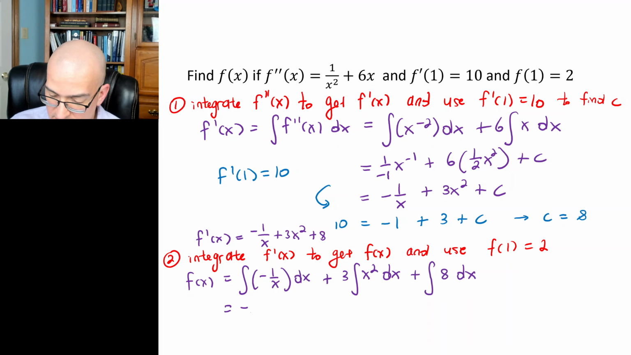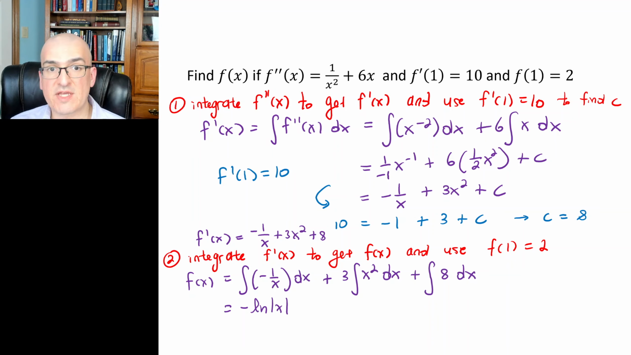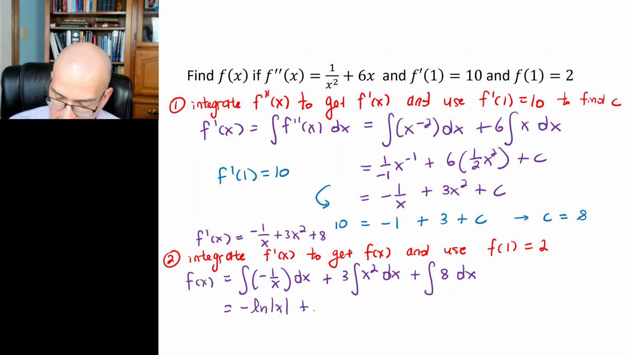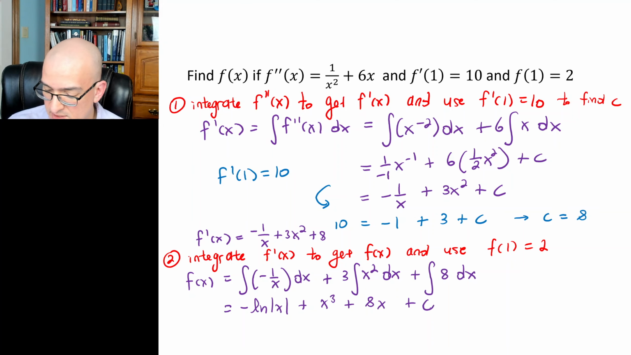We have negative ln absolute value of x. For the second piece, we'll have 3 times 1/3 x to the 3. The 3 and the 1/3 will cancel. I'm just skipping that step because I'm running out of space. X to the power of 3. And then 8x plus a c. Now we use our information. We use f of 1 is equal to 2.